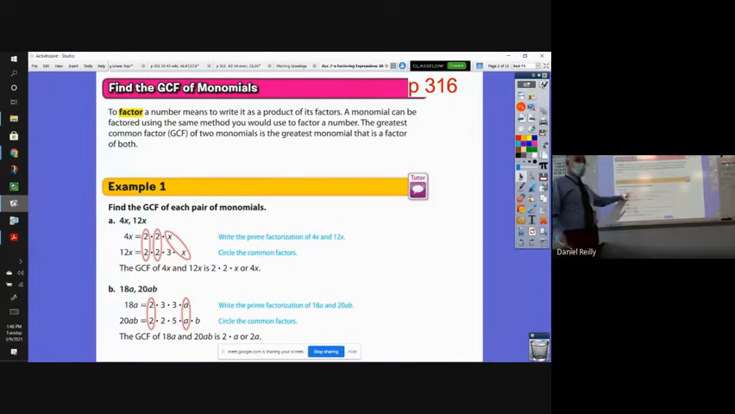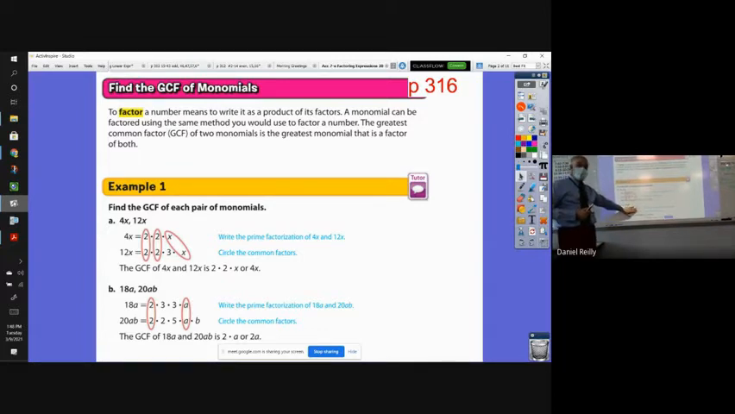So 4x is 2 times 2 times x, and 12x is 2 times 2 times 3 times x. That's the prime factorizations of those things. And then you look for the factors that are common to both. And if you multiply them all together, that's the greatest common factor, okay? The greatest common factor of these 2 terms is 4x. They can both be divided by 4x and get a whole number answer. Why do you have to do the full x? Because there's an x in both terms. So then you can pull an x out of both terms.